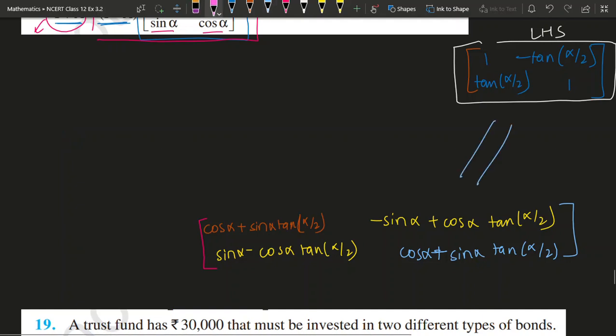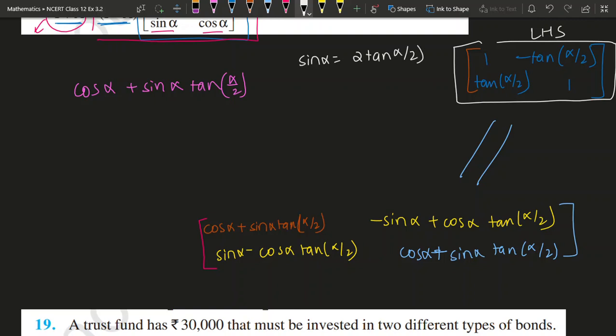So let's start with the first row, first column entries of both the matrices. So cos alpha plus sine alpha times tan alpha over 2. Now I will use the formula that sine alpha is equal to 2 tan alpha over 2 upon 1 plus tan squared alpha over 2. And this is a standard formula.